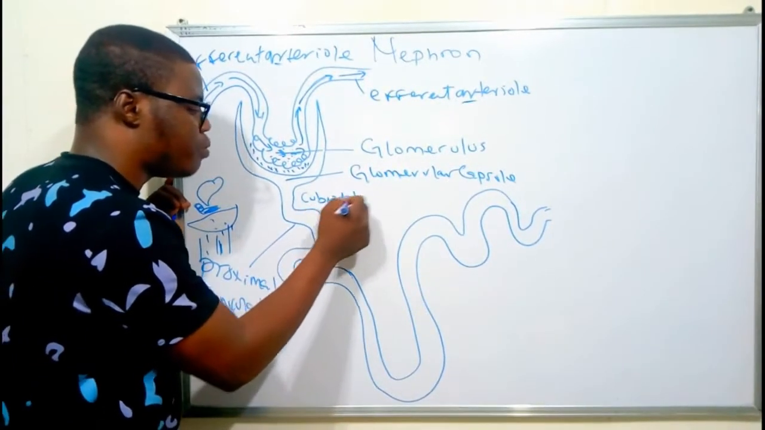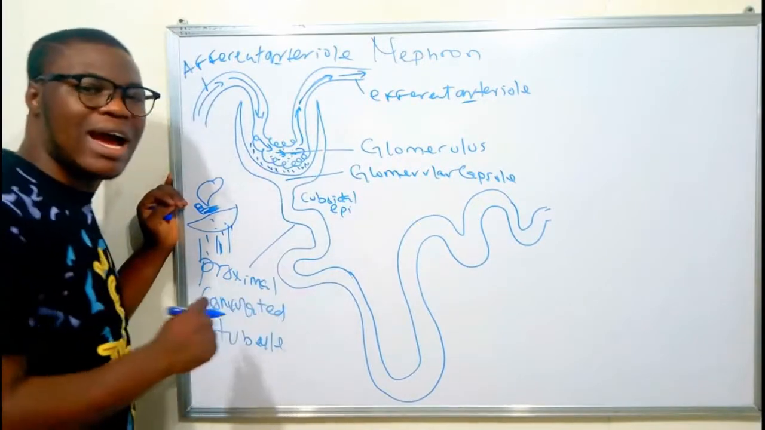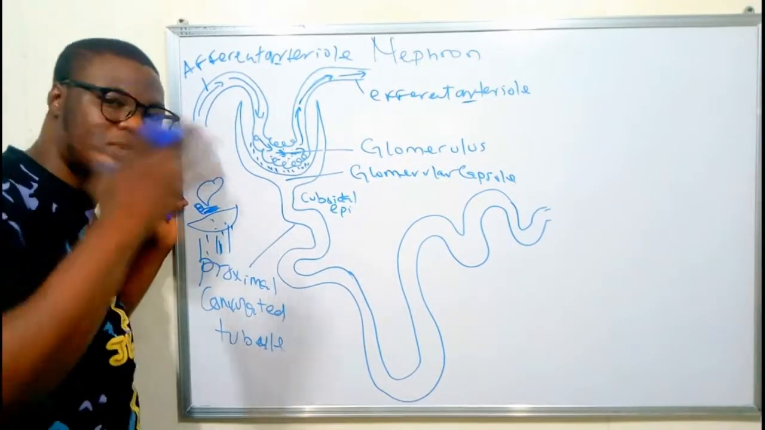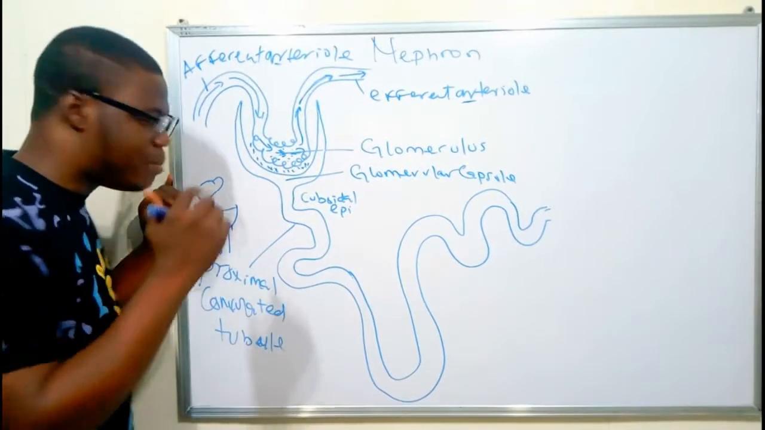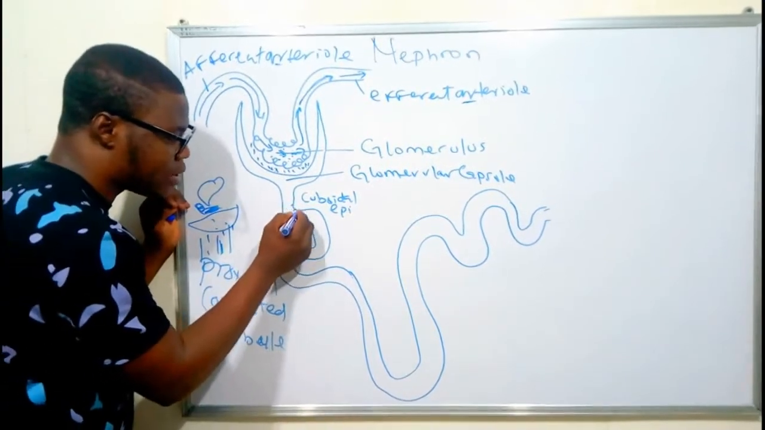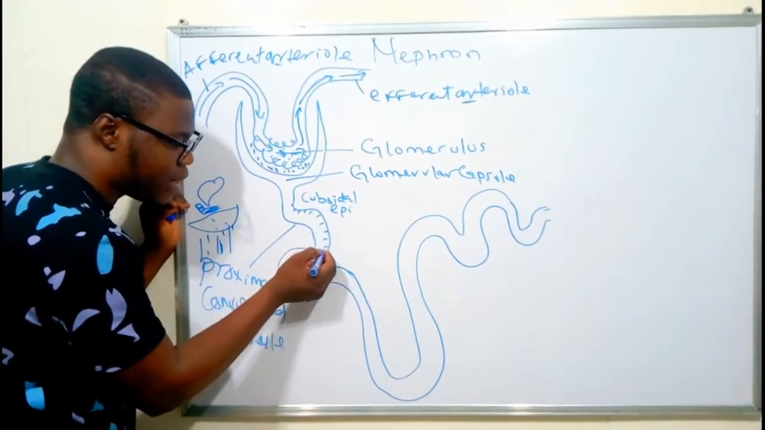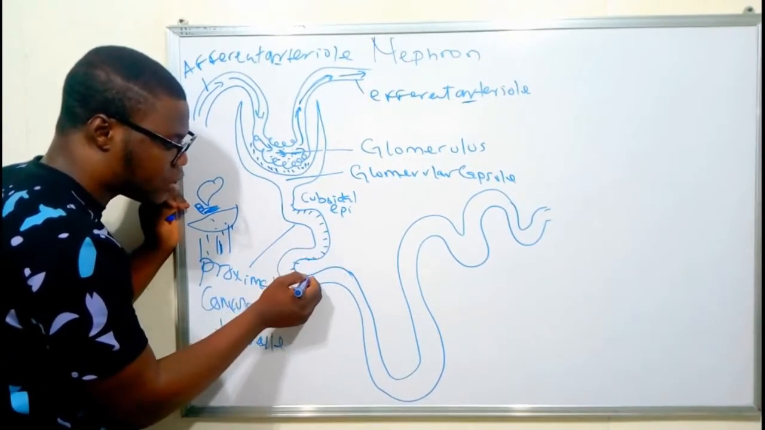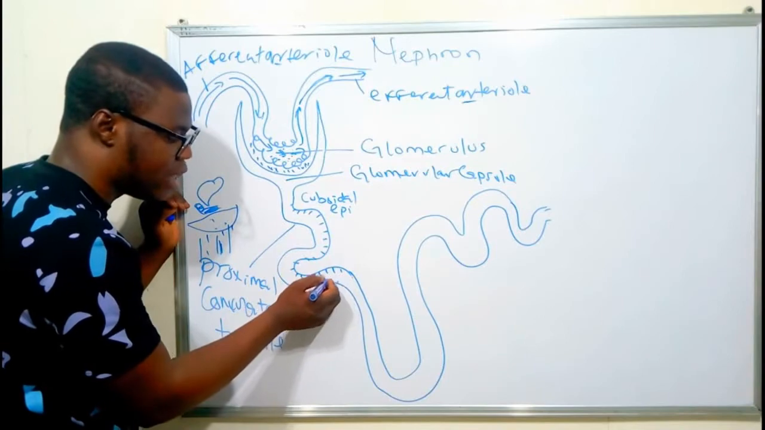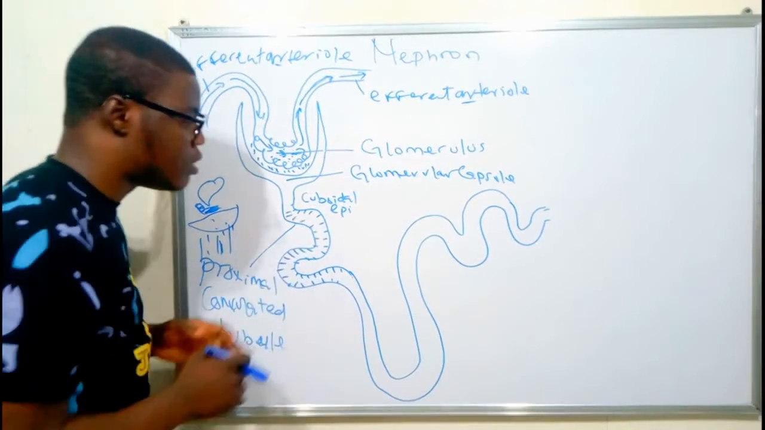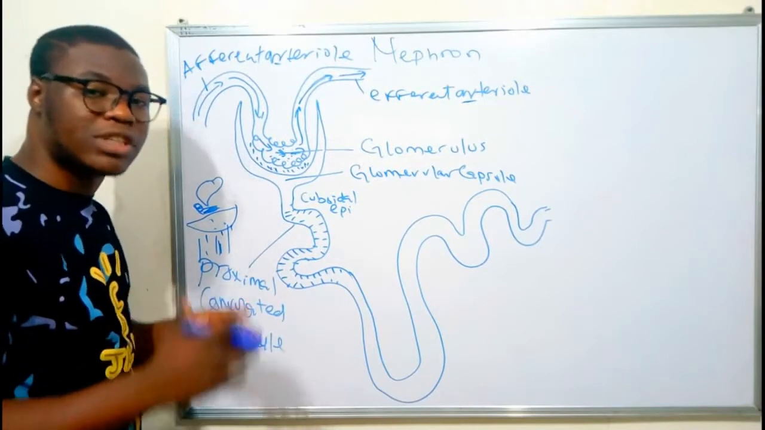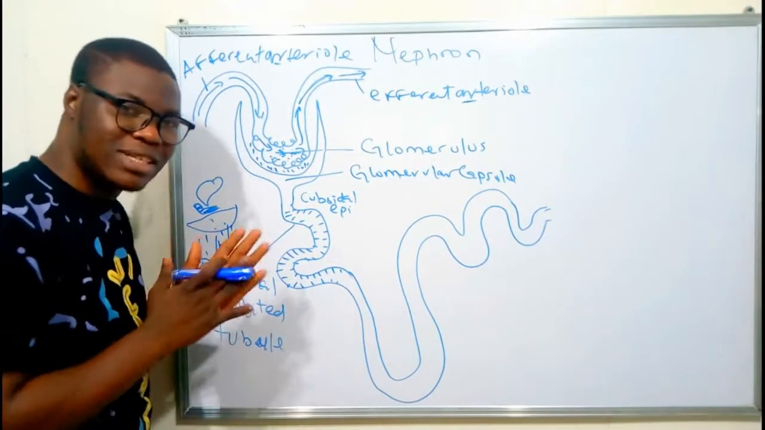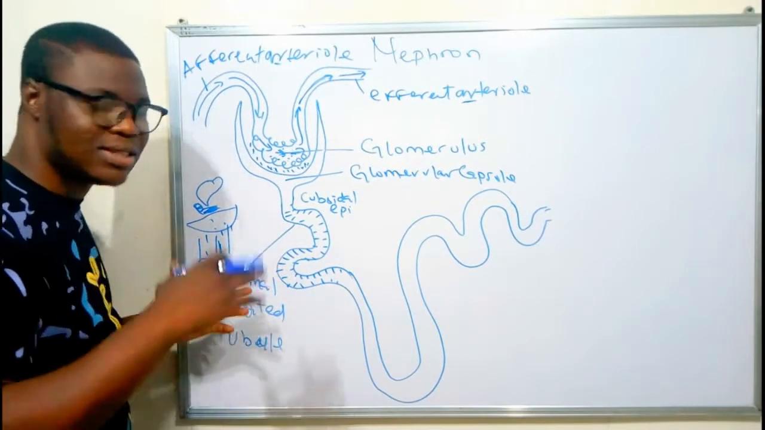Cuboidal epithelium. And it is the major site of reabsorption. But why? Because it contains numerous microvilli. And what are microvilli? Microvilli are structures within the body that perform the function of absorption. So whenever you hear the word microvilli in the body system, just know that their function is to absorb. Although we have some exceptions, we'll talk about that later.